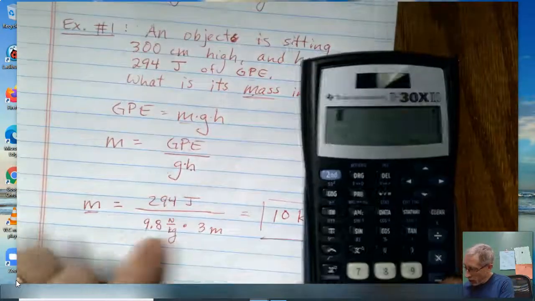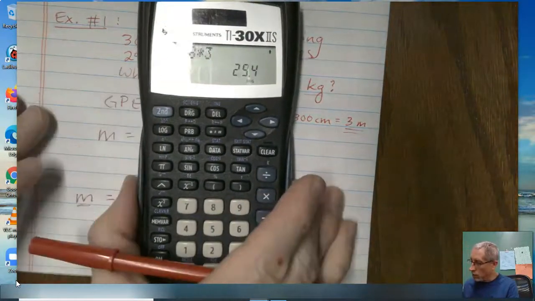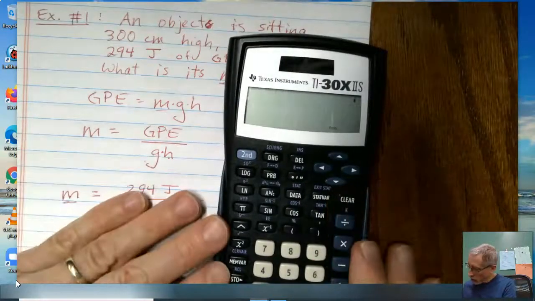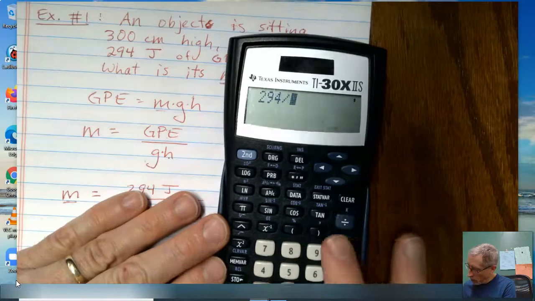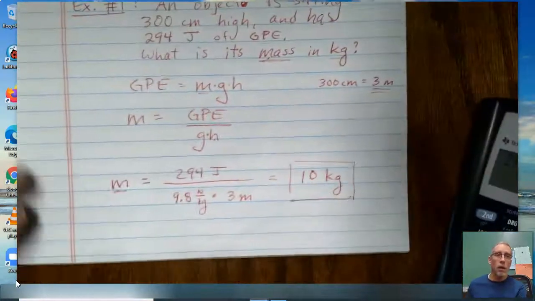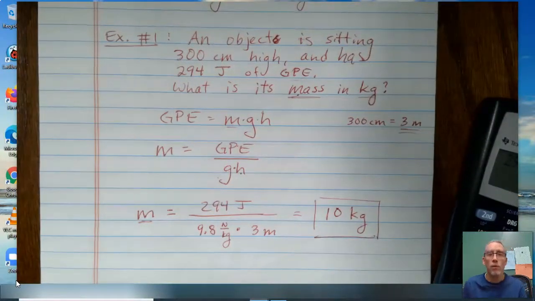You could multiply the 9.8 times the 3 first, and that gives you 29.4. And then you could say 294 divided by 29.4, and of course that's still going to give you 10. So you get the same answer either way on the calculator. Whatever you feel more comfortable doing is fine.